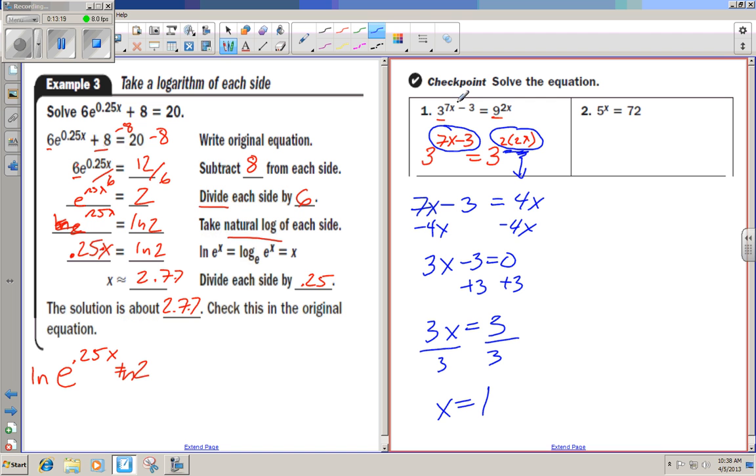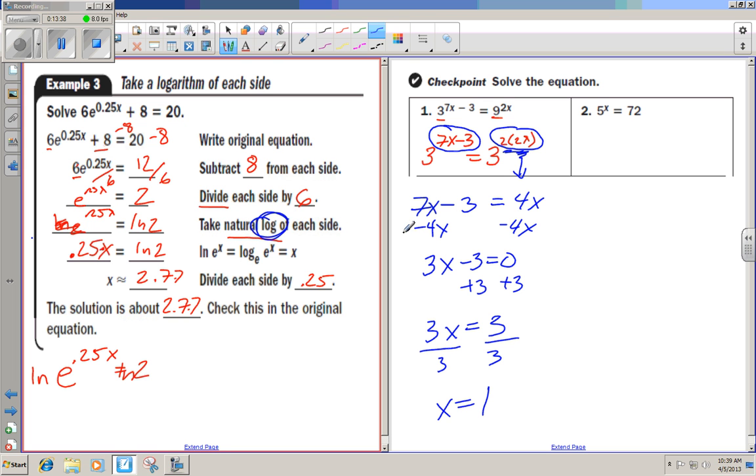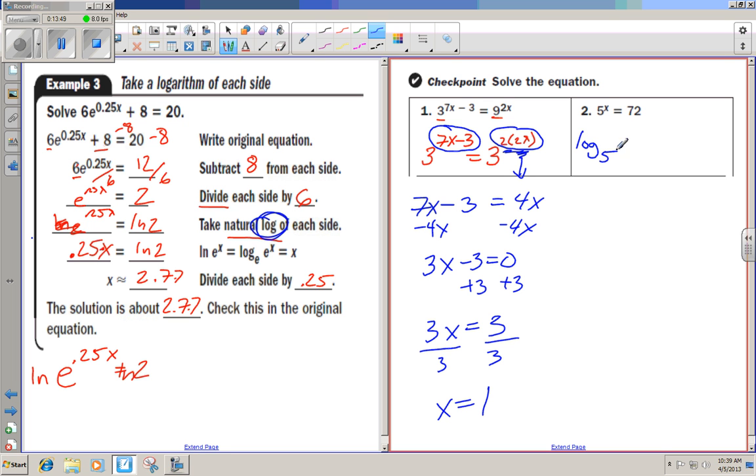So if you put a 1 in here, you should be able to check to see if you get the right answer. Checkpoint number 2, 5 to the x power equals 72. There is no way to make a 5 and a 72 have the same base. This is where we need to use logarithms. An exponential base 5, I've said this many, many times, is undone by a logarithm base 5.